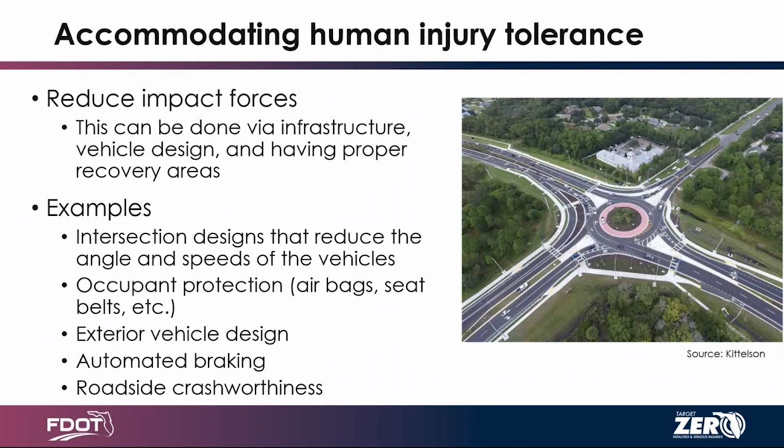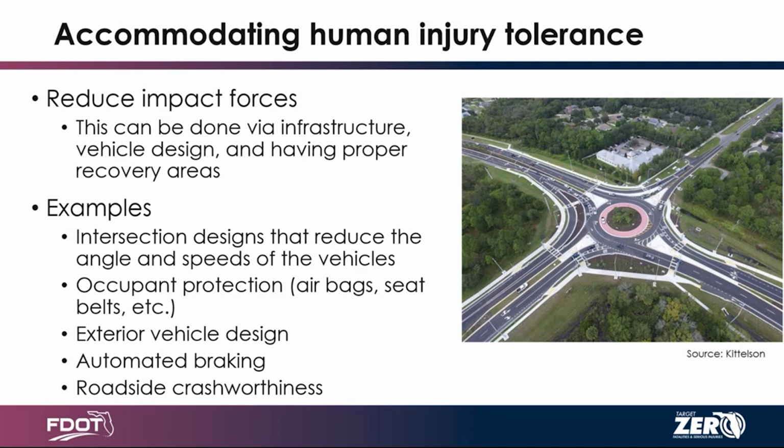So in addition to reducing speeds, reducing impact forces, right? This can be done via infrastructure, vehicle design, or having proper recovery areas. So here are some examples of reducing impact forces. Intersections that do that just through the way that they're designed. Roundabouts change the angle. I mentioned some of the innovative intersection treatments that basically eliminate the left turn crashes from the intersection and accommodate those movements elsewhere.